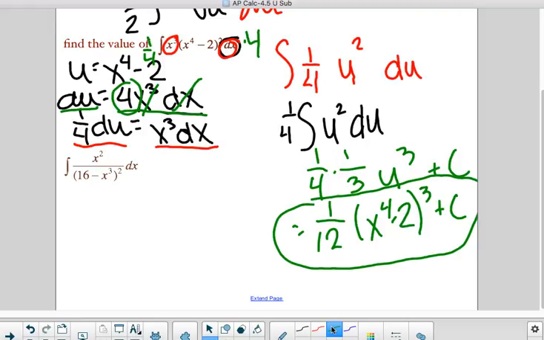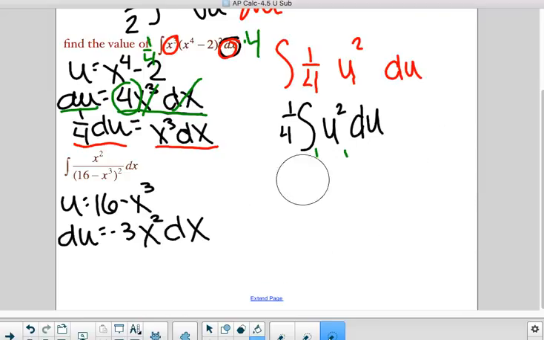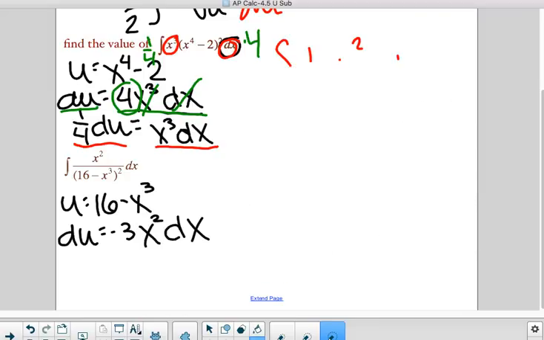What do you feel like the u is going to be? 16 minus x cubed. Is it always this obvious or no? Pretty much. Yeah, look in the parentheses. So what is du equal to? Negative 3x squared. Yes. So do you guys want to do the algebraic way or the balancing way? Balance. Just the balancing way. Good job. I approve.